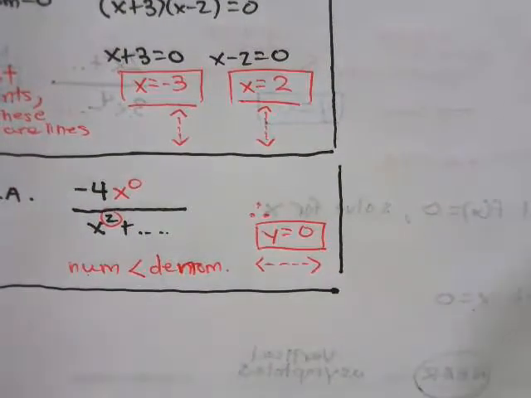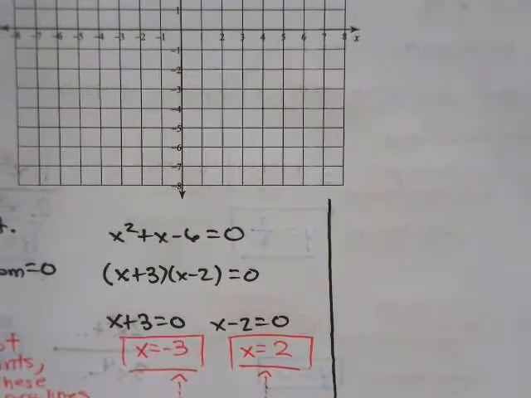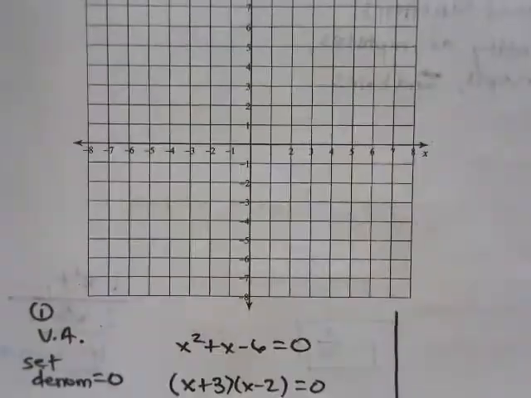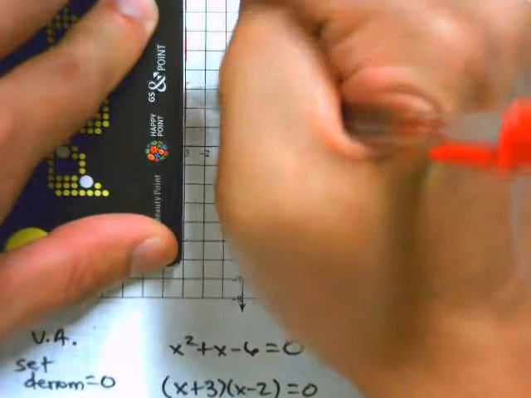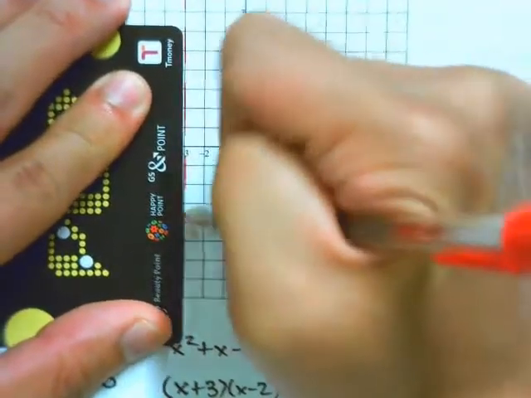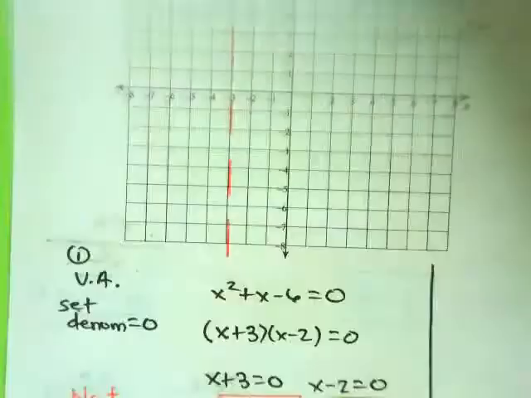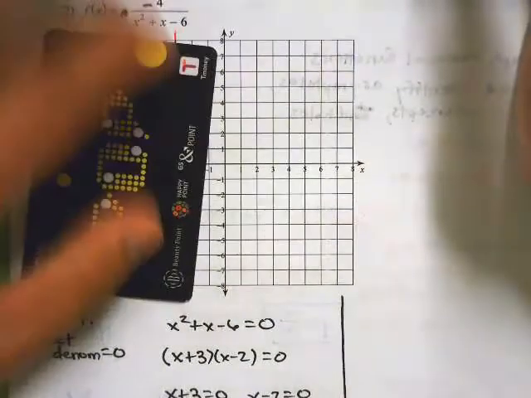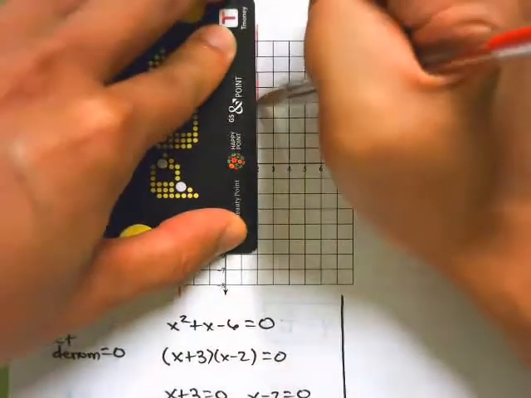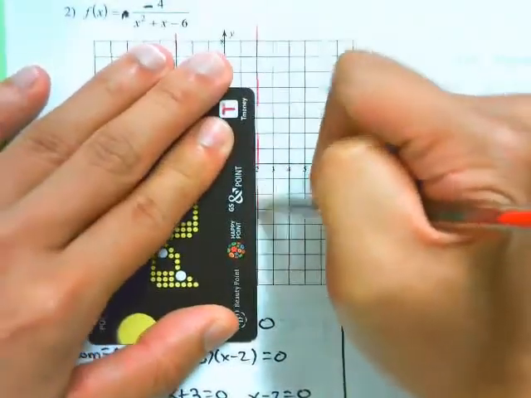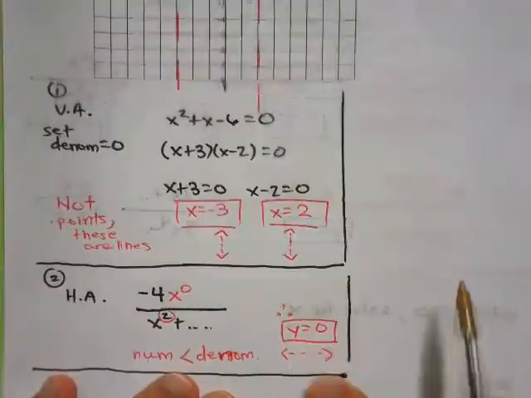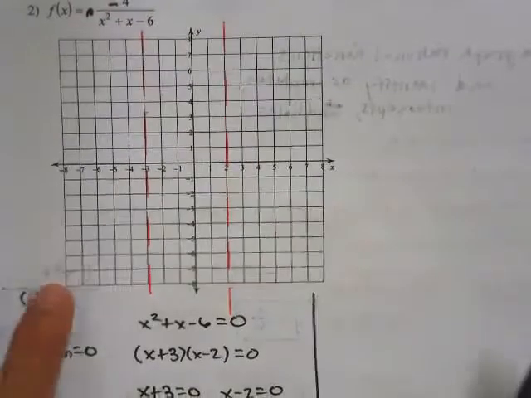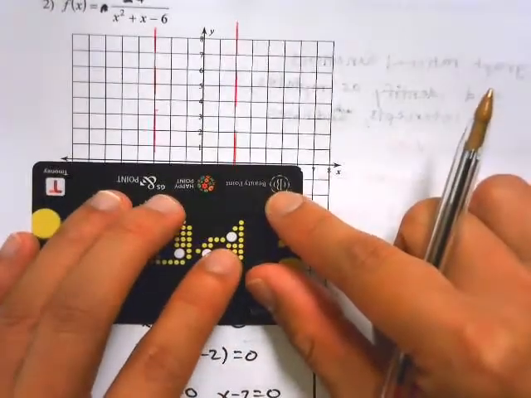Let's go ahead and start graphing those horizontal and vertical asymptotes. So x equals -3, which is over here, and I'm going to make that in red. Okay, and then we also have x is equal to 2. We're done with those, and after that we also have the horizontal asymptote, y is equal to 0, which is the x-axis.